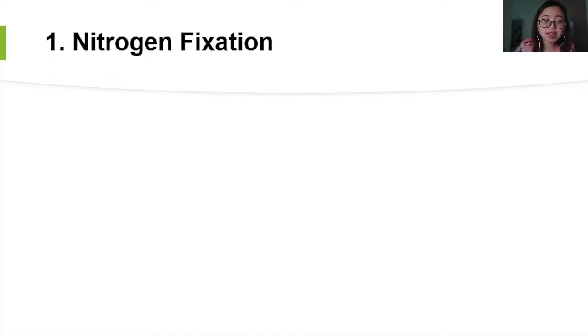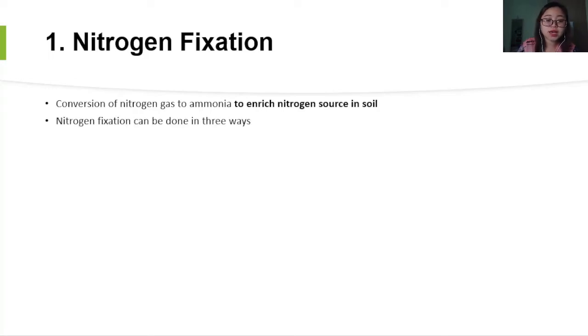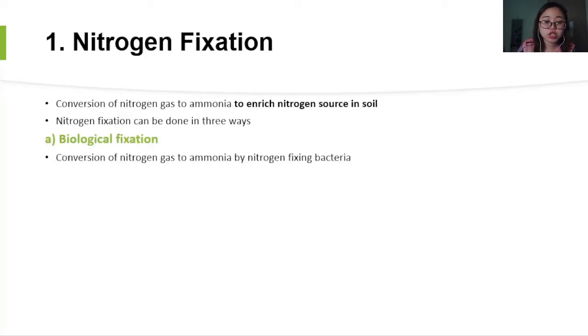First things first is nitrogen fixation. Ini yang warna merah anak panah dia. Nitrogen fixation is the conversion of nitrogen gas to ammonia to enrich the nitrogen source in the soil. Nitrogen fixation can be done in 3 ways. The first is through biological fixation, which is the conversion of nitrogen gas to ammonia by nitrogen-fixing bacteria. So, ini adalah yang paling kiri daripada diagram kita tadi. Paling kiri sekali, itu adalah through biological fixation.